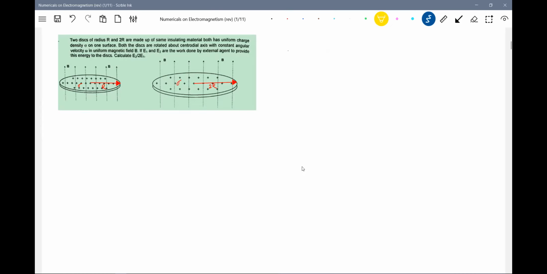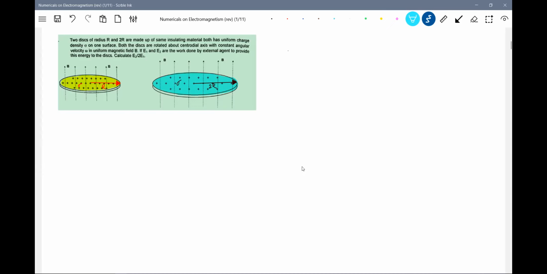Let me just color it. Are you able to see the disks? Two separate disks is what you can see. Look at the question that is asked. Don't write equations. What work must the external agent do to provide this energy to the disk?